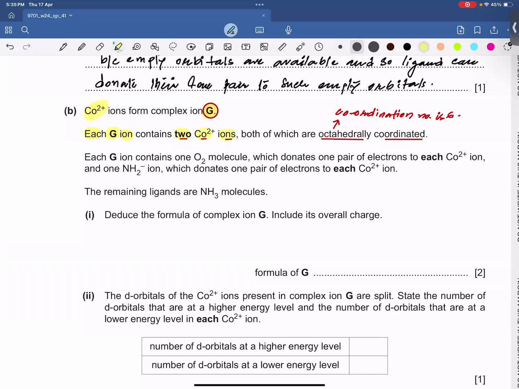Okay. Each G ion contains 1 oxygen molecule, which donates 1 pair of electrons to each cobalt ion. So 1 oxygen molecule is donating 1 lone pair to each cobalt ion, and 1 NH₂⁻ ion which donates 1 pair of electrons to each cobalt ion. The remaining ligands are ammonia molecules. Deduce the formula of the complex ion, include its overall charge. That's the craziest thing I have ever seen.